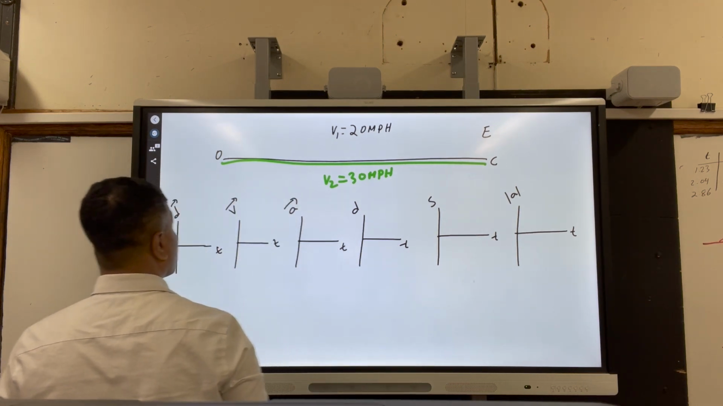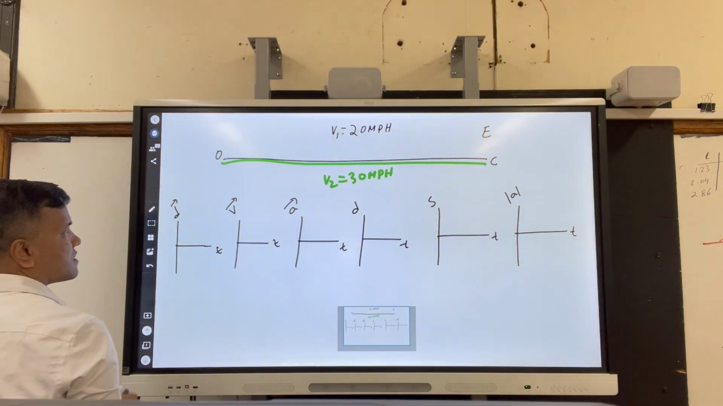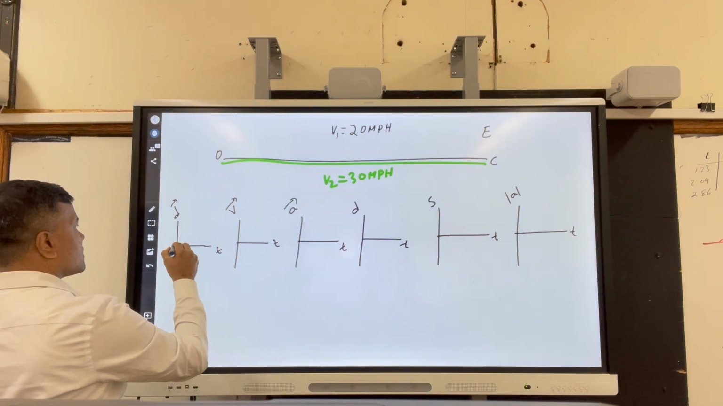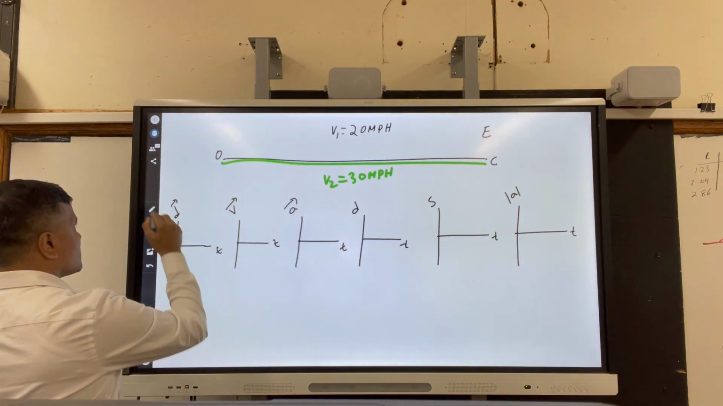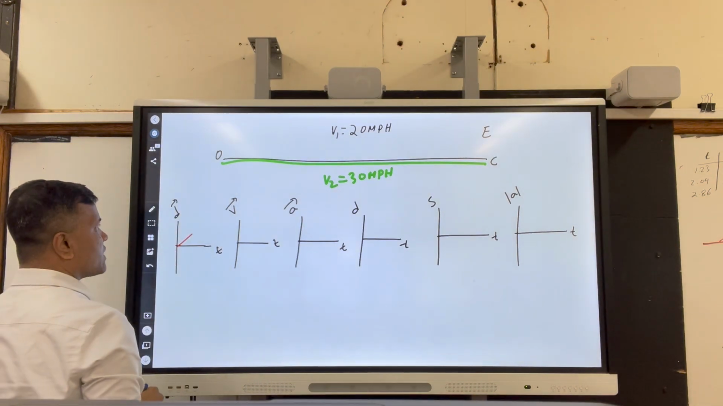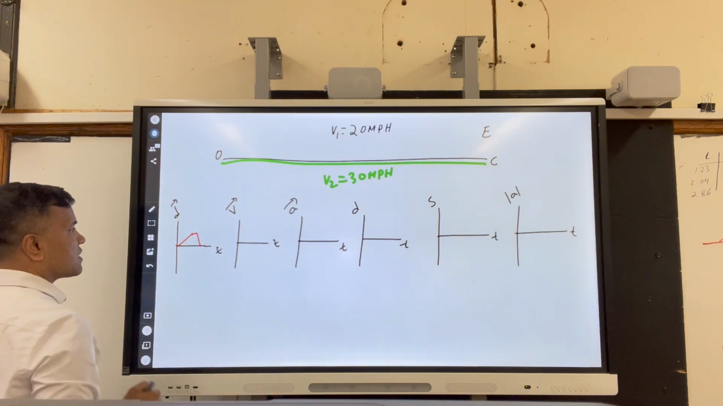So let's do the first one. In the first one, Mr. Bari is moving to the east, right? With constant velocity, moving to the east with constant velocity would look like this. And then moving to the west with the higher velocity, and he stops moving to the west with the higher velocity. Okay, good.